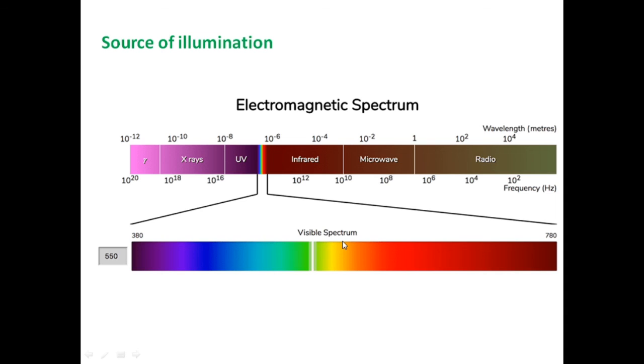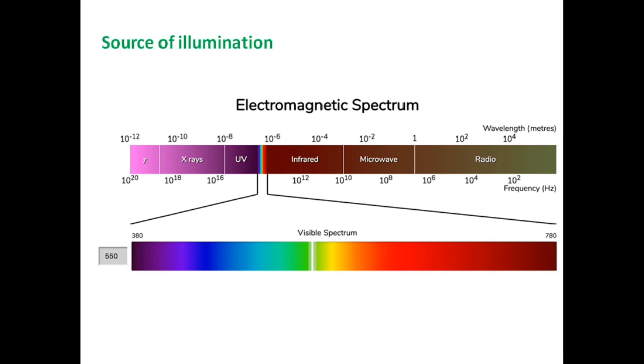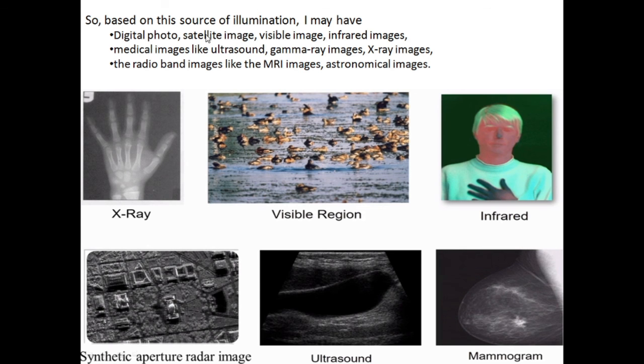So based on the electromagnetic spectrum, I may get X-ray images, visible region images, IR images, and radar images also. I can get ultrasound images, like medical images, mammogram images. All these types of images I have a chance to produce based on the input radiations, or input sources of rays. So based on this source of illumination, I may have all these images.